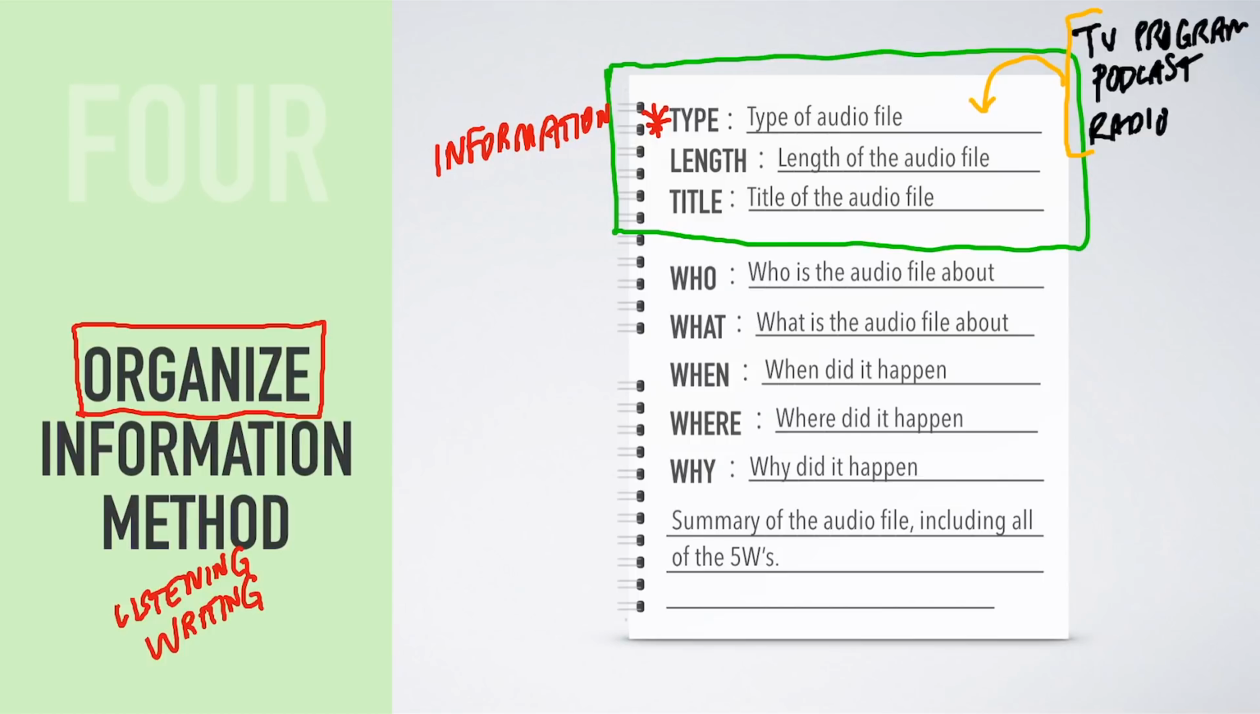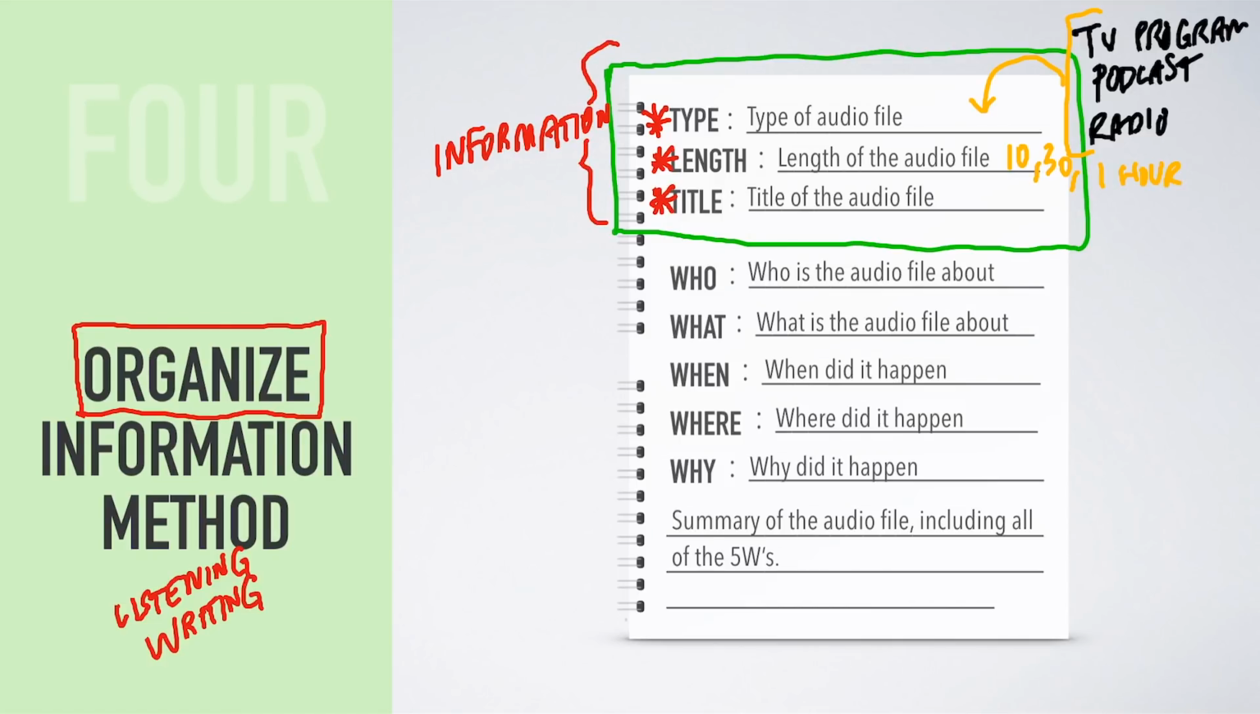Next, you have the length. How long is the program? For example, is it 10 minutes? Is it 30 minutes? Or is it 1 hour? You can decide what you want to listen to and how long you want to listen. And then you have the title, okay? So this area is very important for the information.